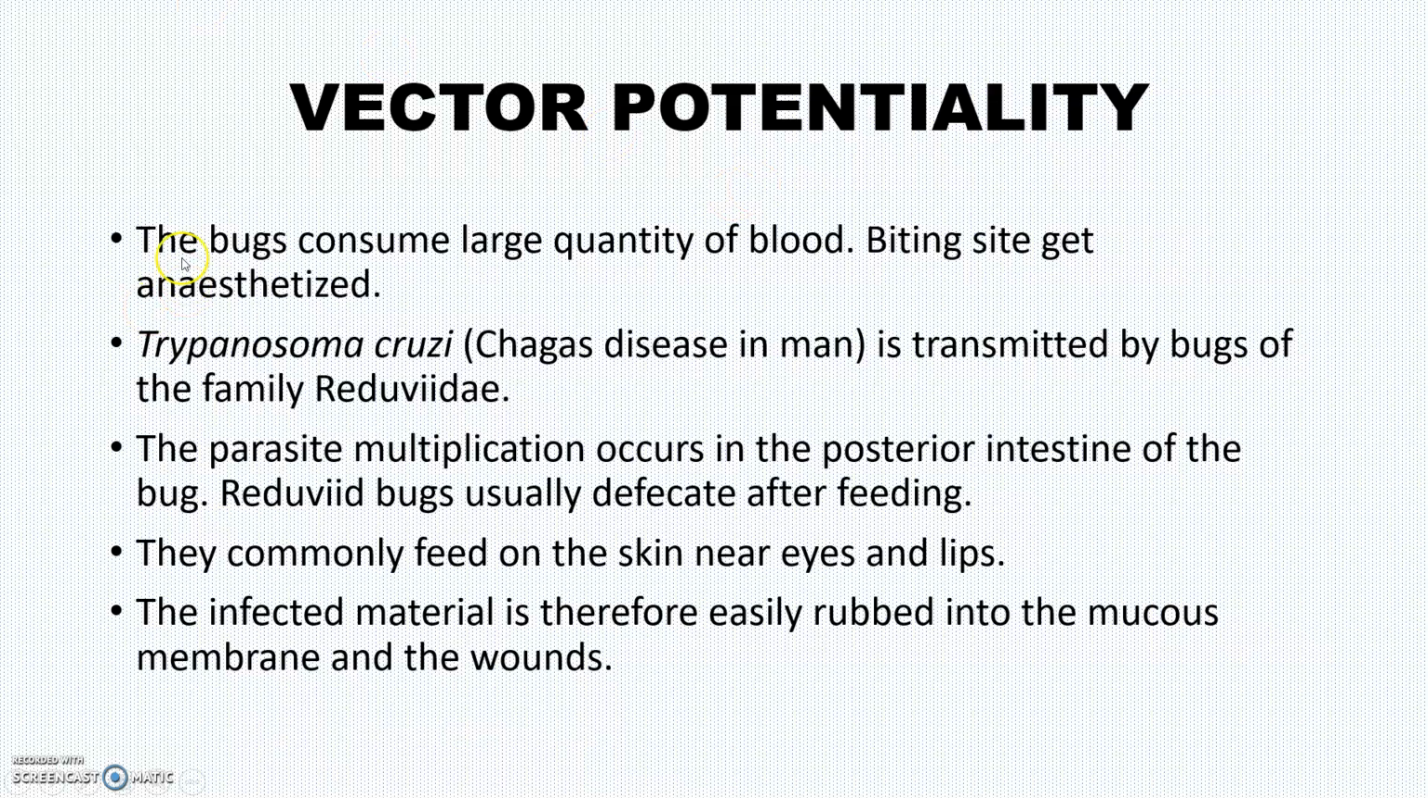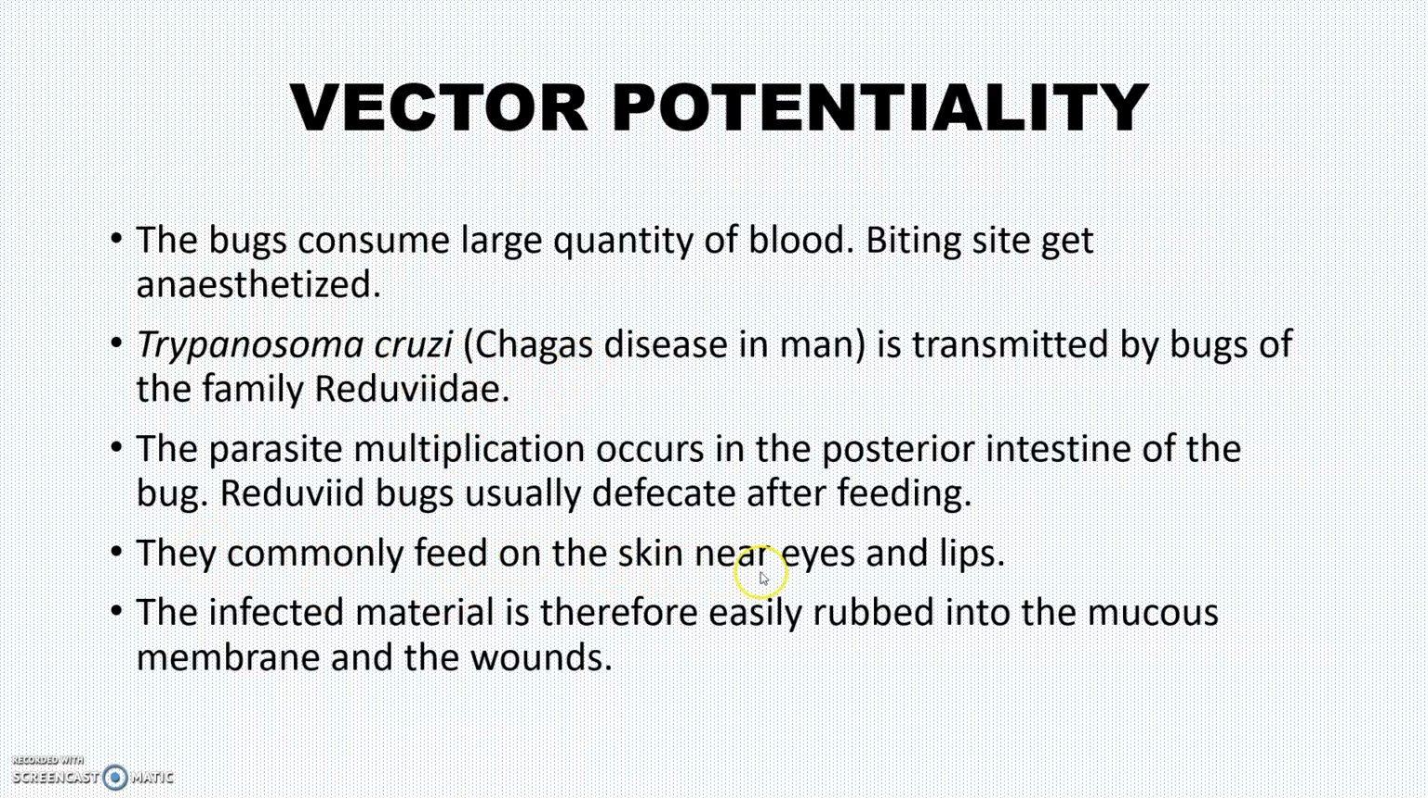So the biting site gets anesthetized. So the bugs will be consuming large quantity of blood, and whenever they bite, the site gets anesthetized. And through the biting, they will be producing a small wound in that area. After the blood meal, they will turn around and defecate in that wound. Since the Trypanosoma cruzi has posterior station development, that is, they will be developing in the intestine of the reduviid bugs, and they will be coming along with the feces, and they get into the wound through the feces. So what happens? The transmission of cruzi, that is Chagas disease, happening.